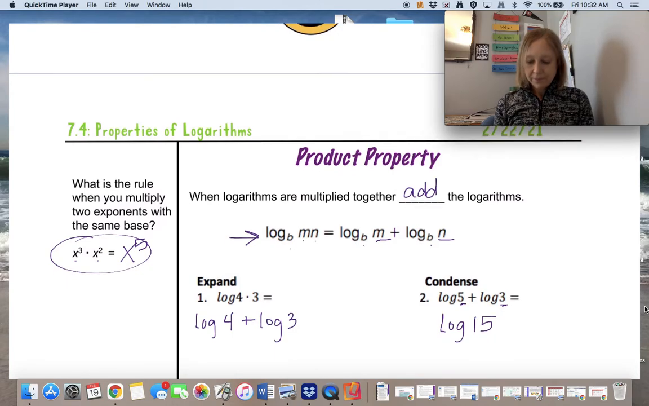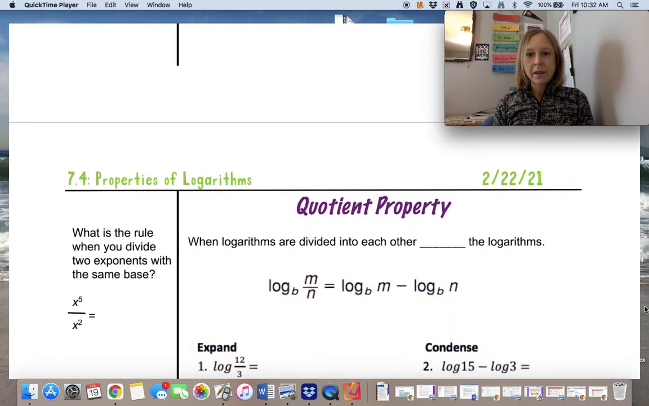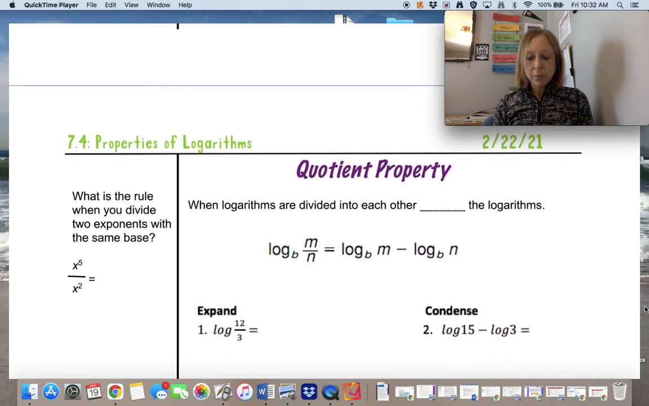Next property is the quotient property. So again, let's first remember what we know about exponential expressions. What is the rule when you divide two exponents with the same base? Here I have division of two exponents. So the rule is I take the exponents and I subtract them. 5 minus 2 is 3. So this simplifies to x to the 3rd power.